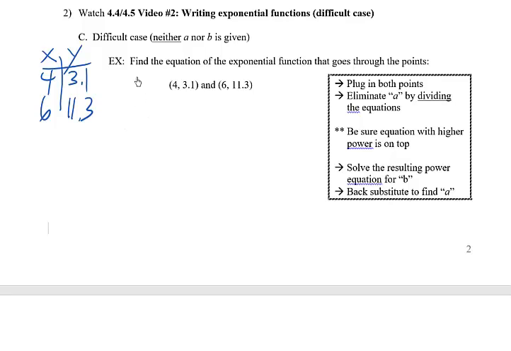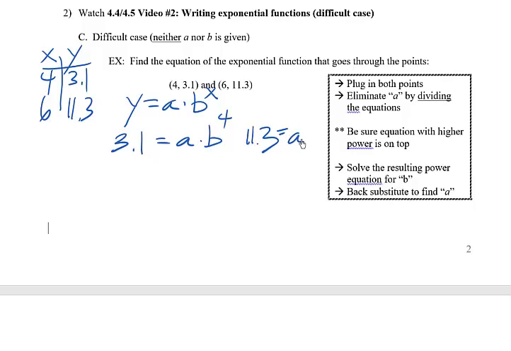Well, how to start? I know that the final answer is going to look like y equals a times b to the x. That's what all exponential functions look like. All I have right now is a couple of points, so I'm going to begin by plugging in each point. The 4 comma 3.1, I'll plug that in, 3.1 for y, and 4 for the x. Remember, you're filling in an x and a y. You don't know the a or the b. I can do that with the second point, 11.3 equals a times b to the 6.